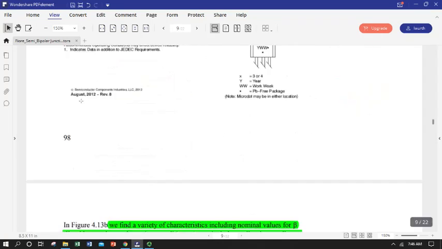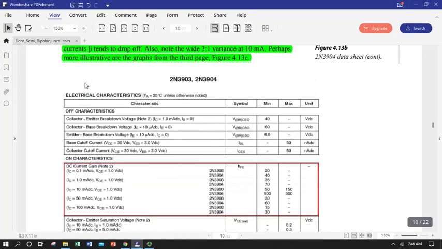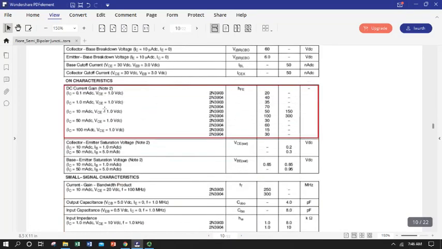Okay, so having defined what not to do, let's look at the cool stuff the transistor can do, and that's mainly encompassed in our beta.